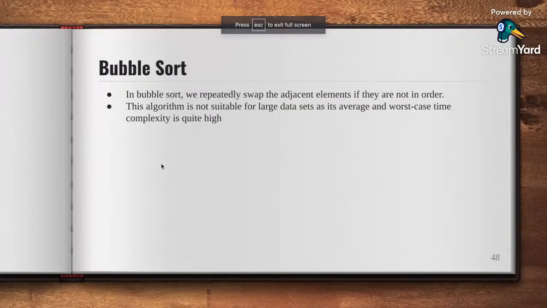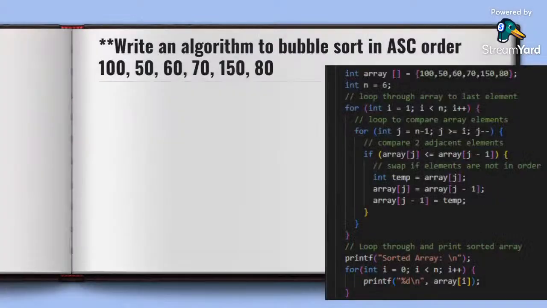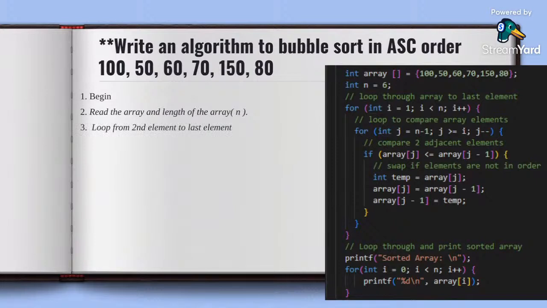Okay, in bubble sort, we repeatedly swap the adjacent elements if they're not in order. This algorithm is not suitable for large data sets. Its average and worst case time complexity is quite high. So begin, read the array and the length of the array, and loop through the second element to the last element.